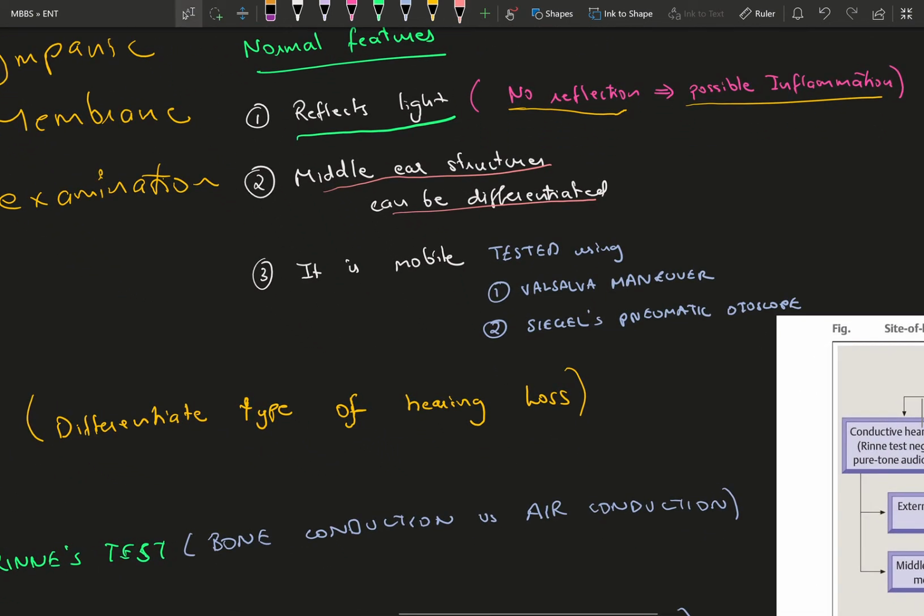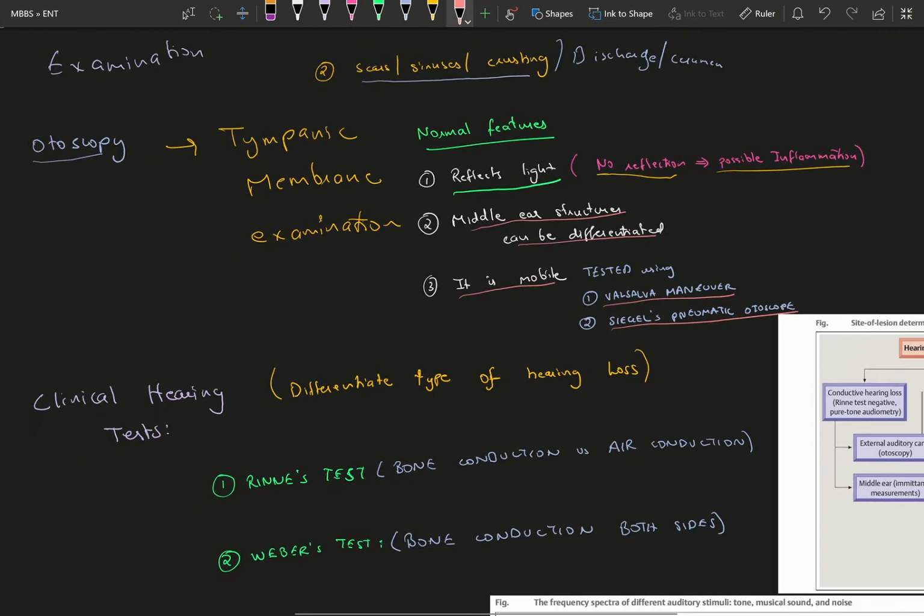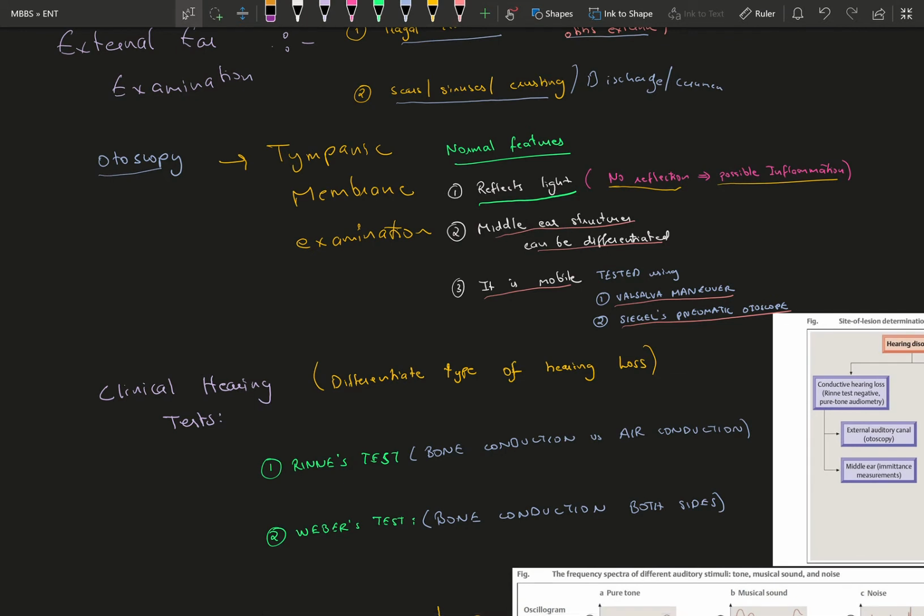And final one is it is mobile. That is if there is any sound present and it starts moving. So how do you test the mobility of tympanic membrane is using two methods. One is the Valsalva maneuver, which most of you would be very familiar with. Another is using a special tool known as Siegel's pneumatic otoscope. So that would be all about the external ear and the tympanic membrane.